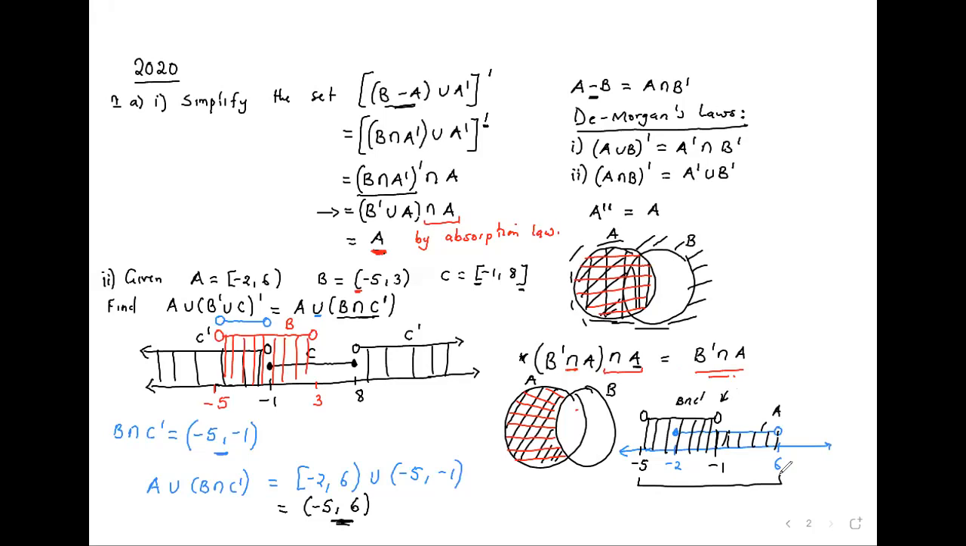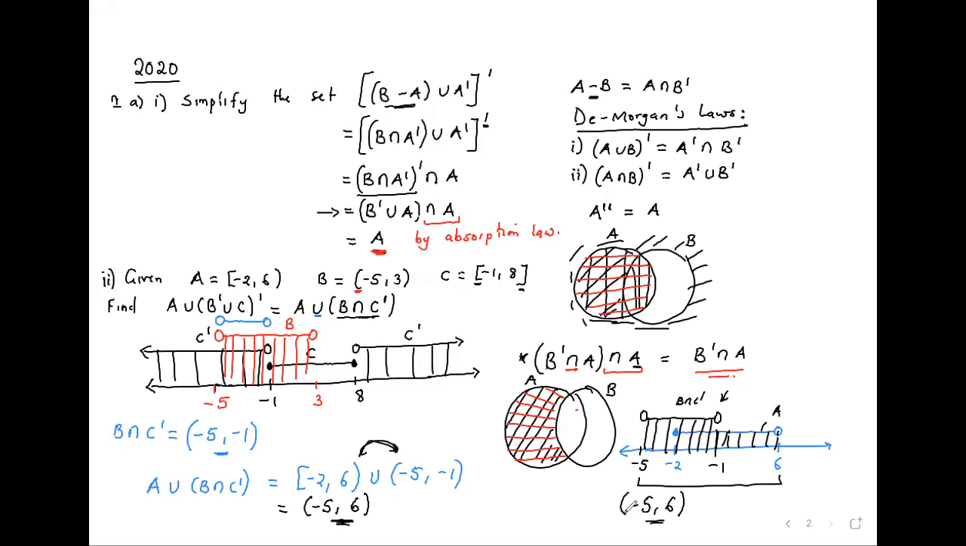So we're not doing reasoning here. We've gone to the number line and check. Where do we start from? We start from -5. We end where? At 6. Is 6 included? No. Is -5 included? No. So this becomes the answer.